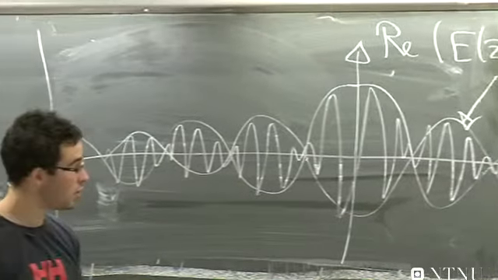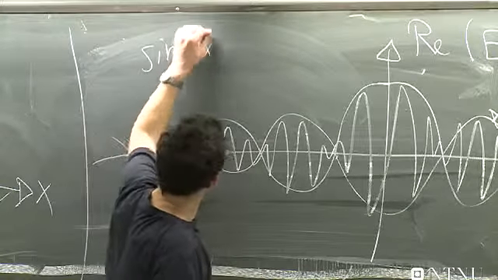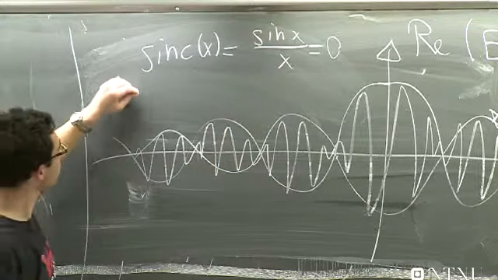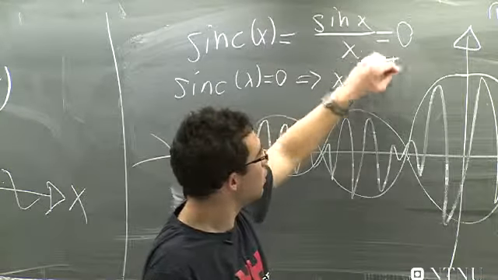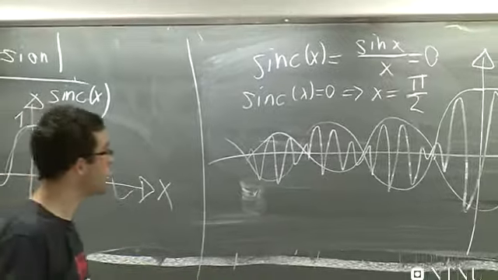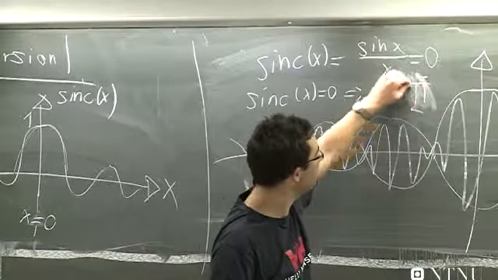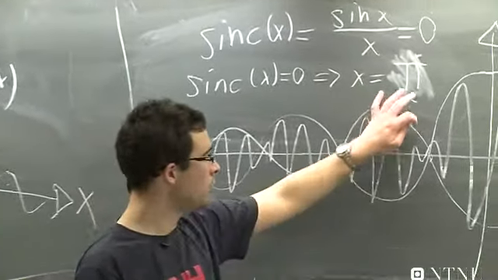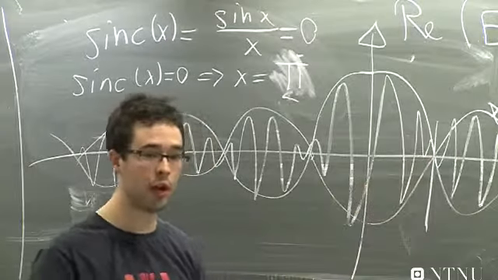And let's see, the first zero of the sinc function is of course when the numerator is 0. So sinc of x is sine x over x, equal to 0. Well then x is equal to pi. Sorry, pi. Of course. Anyway, the factor of a half isn't all that important, because what I'm trying to estimate is the width of this pulse.